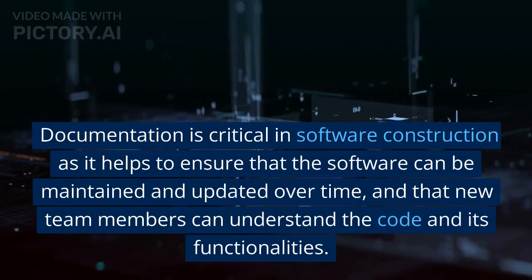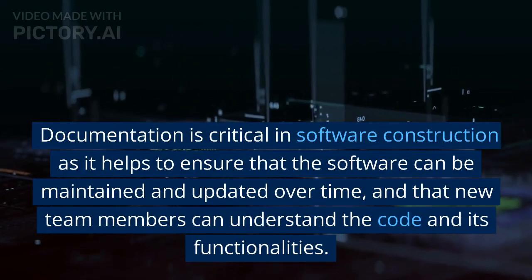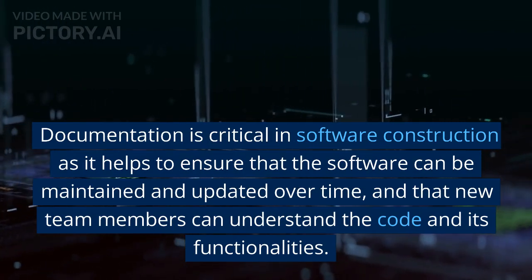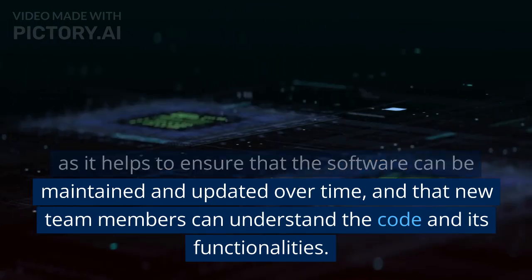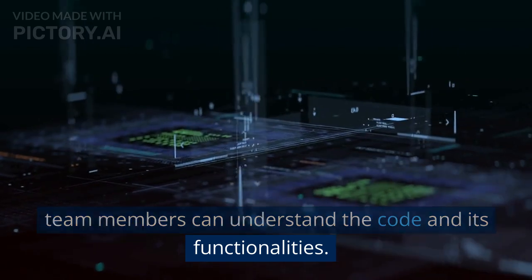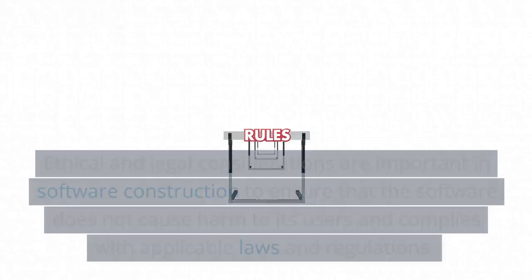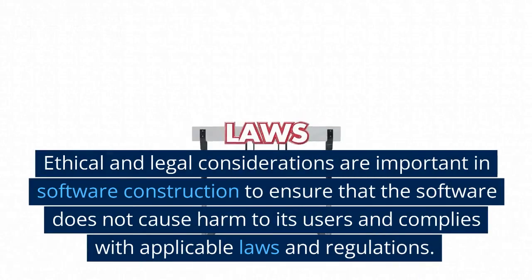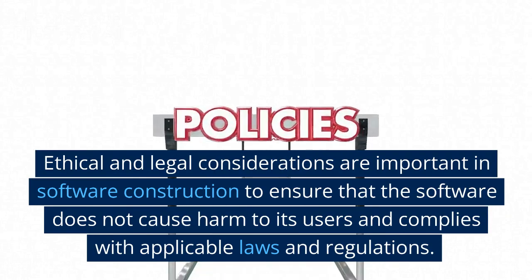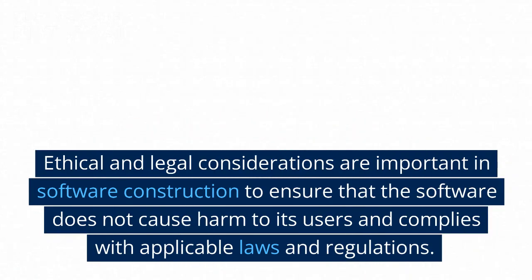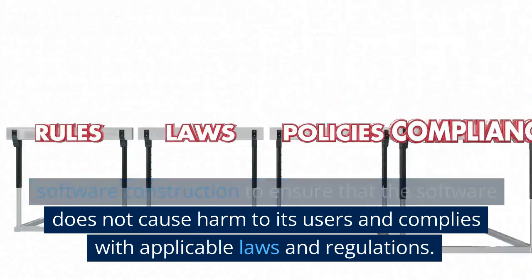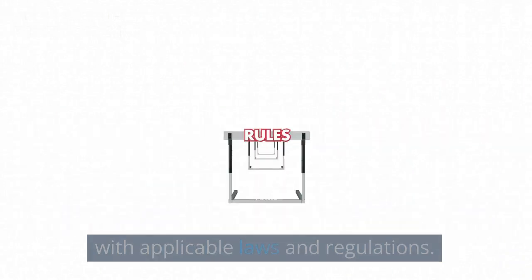Documentation is critical in software construction as it helps to ensure that the software can be maintained and updated over time, and that new team members can understand the code and its functionalities. Ethical and legal considerations are important in software construction to ensure that the software does not cause harm to its users and complies with applicable laws and regulations.